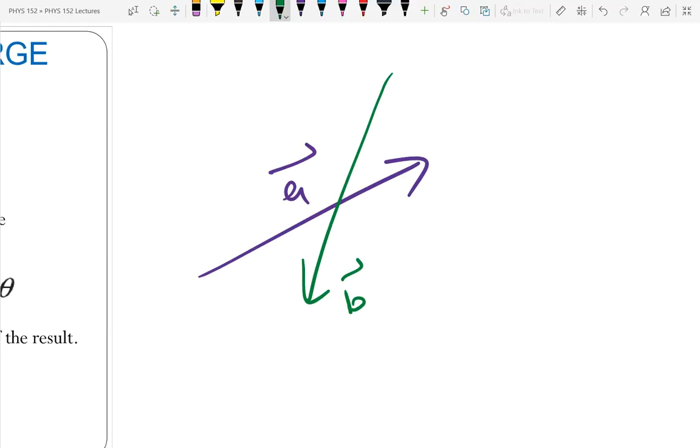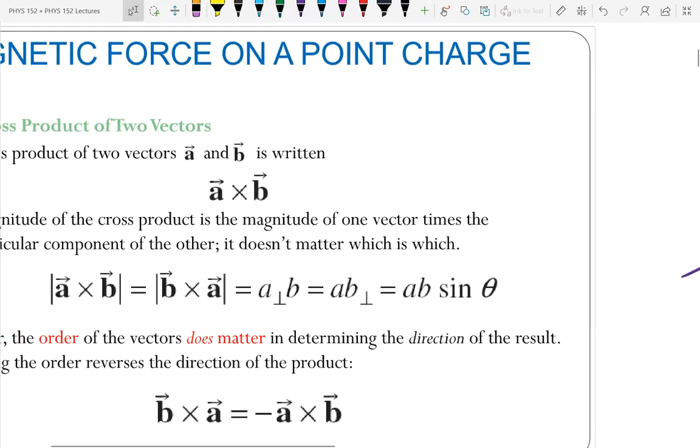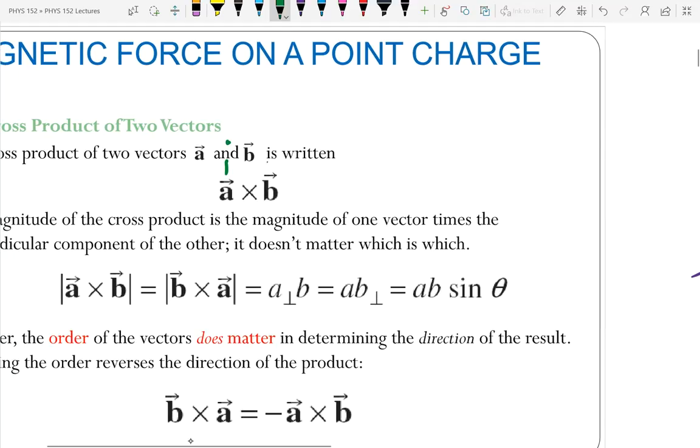And then we have the choices of the left hand or the right hand, and science has decided we will use the right hand. The right hand rule says that if you take your right hand and make your index finger in the direction of the first item in the cross product, and your middle finger in the direction of the second, and then keeping your thumb perpendicular to both fingers, your thumb is the direction of the result.